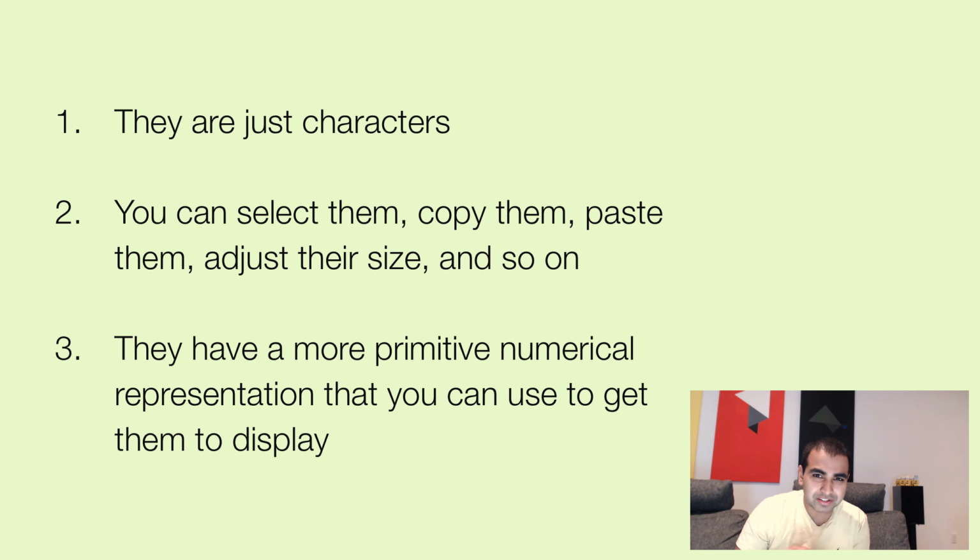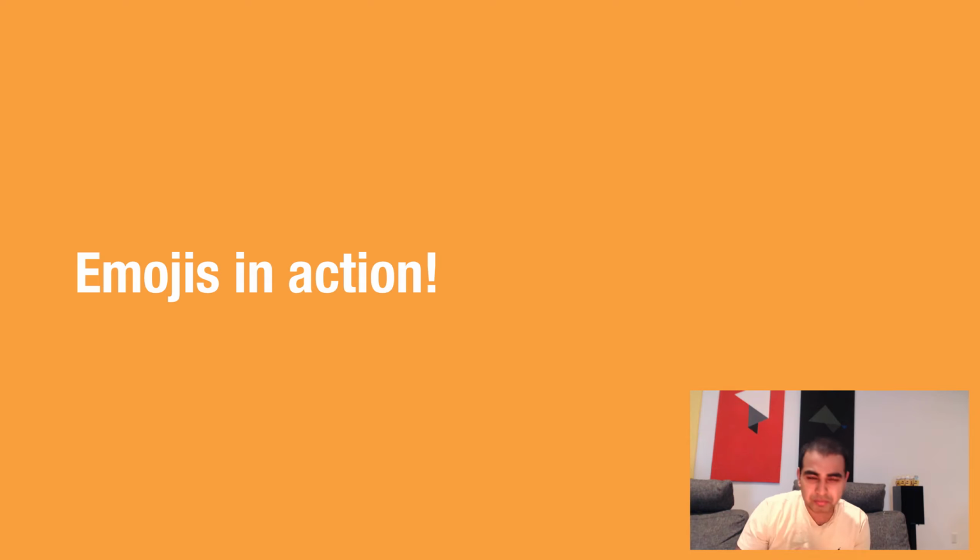So there's a lot of research on emojis, a lot of documentation, a lot of really technical articles on what they are. But for now, just remember these three things. They're just characters. You can select them, copy them, paste them, adjust their size, and so on. And the third part is a little bit more subtle that we'll get to when we look at the code: they have a more primitive numerical representation. And this representation you can use to get them to display as the visual things we see on screen. We can spend more time talking about them, but really, there's no fun in that. Instead, let's just go ahead and dive in and start using emojis in our application.